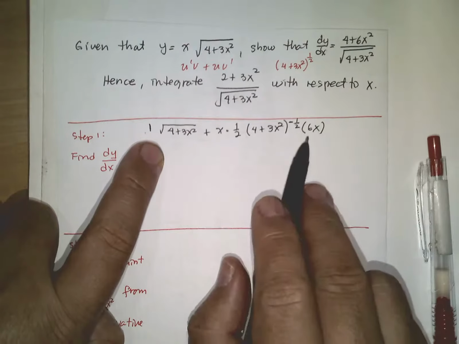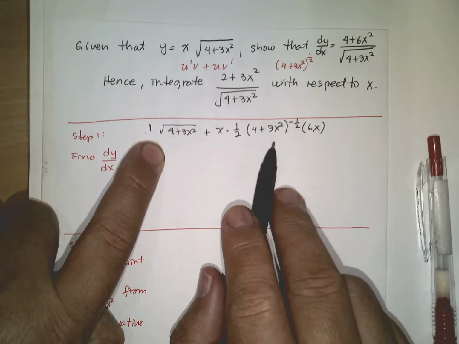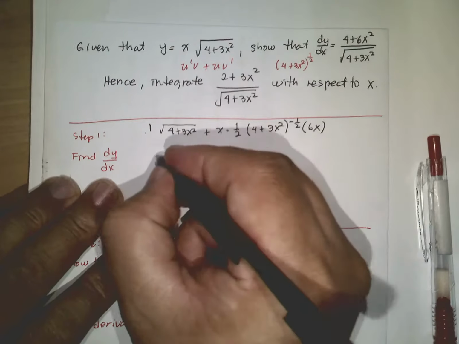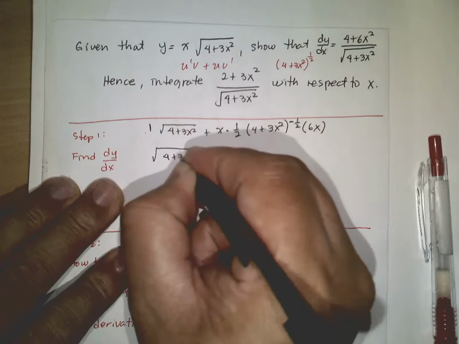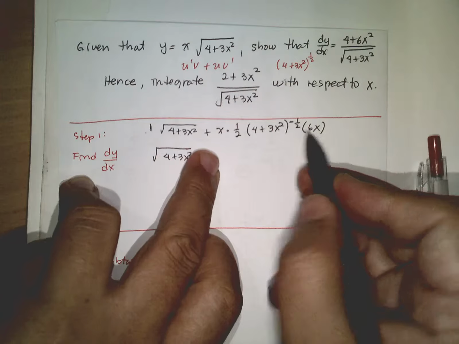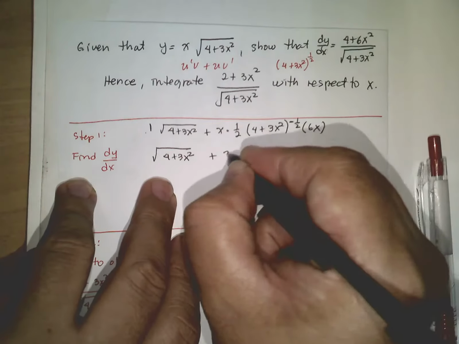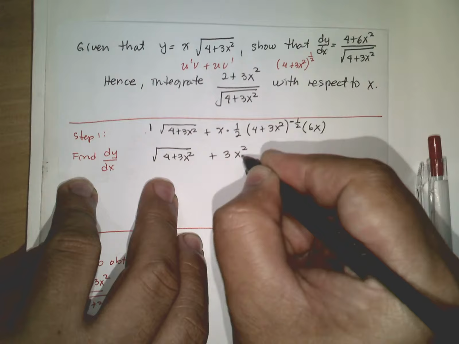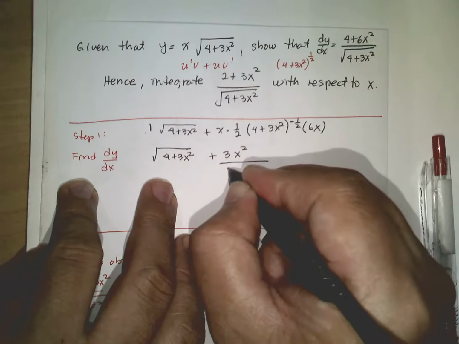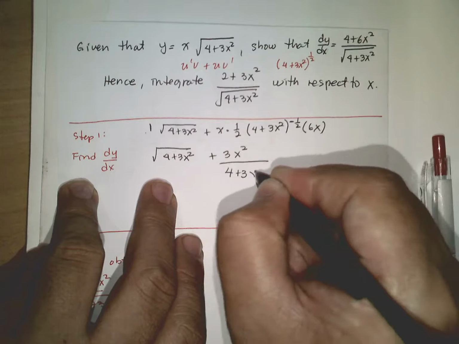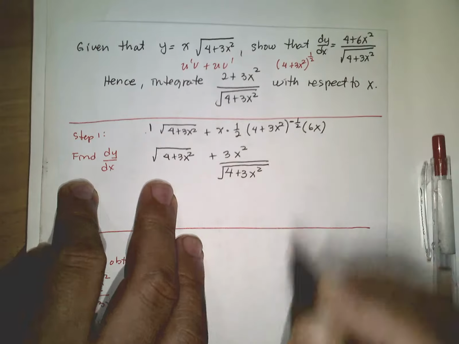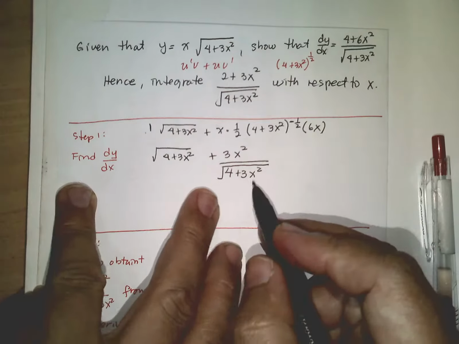But the question says that we need to show that this derivative is equal to this expression. So let's simplify this one further. This is 4 plus 3x squared, and that is 1/2 times 6, there is 3. This is now 3x squared, x squared because x times x there. And then this one we can write at the bottom, which is 4 plus 3x squared. That's negative half. When you put it at the bottom, it will become positive half, and the positive half is square root.